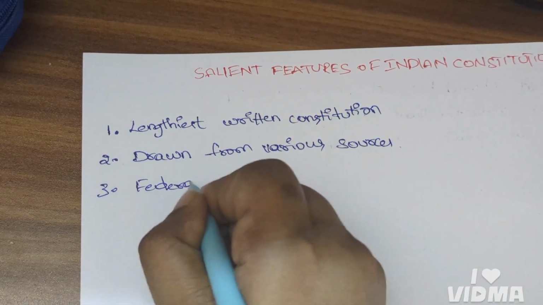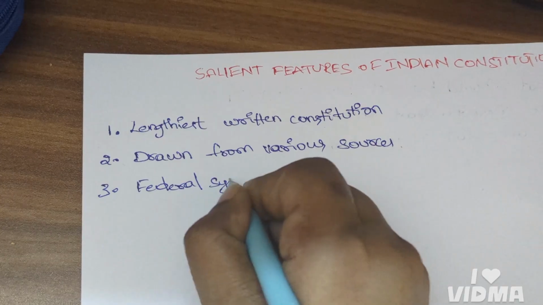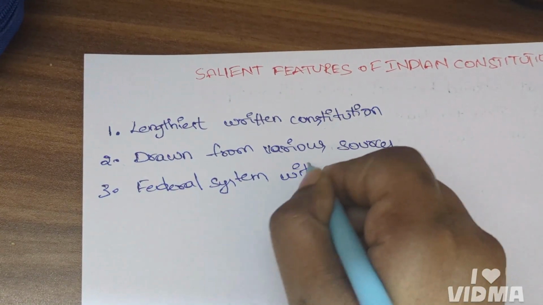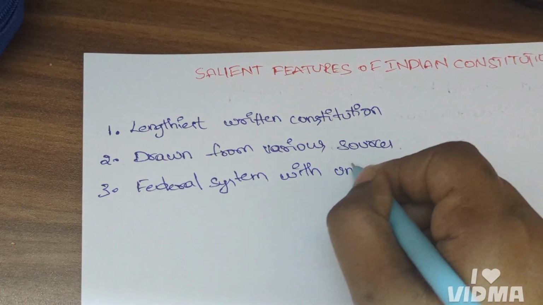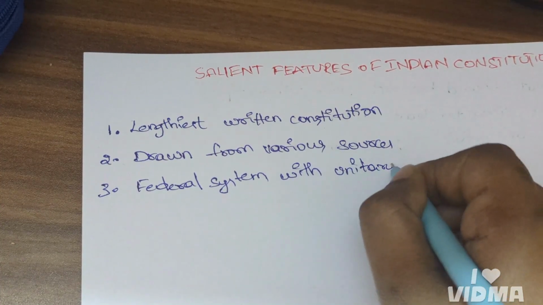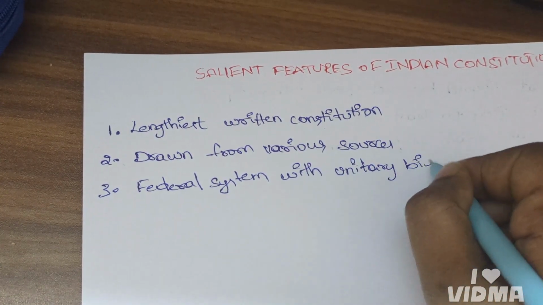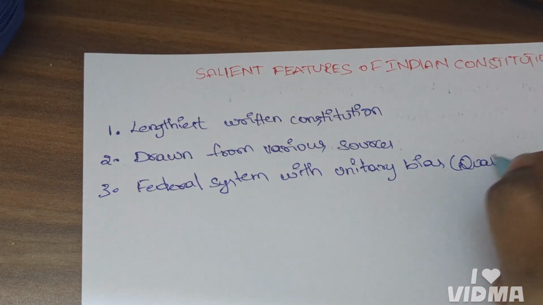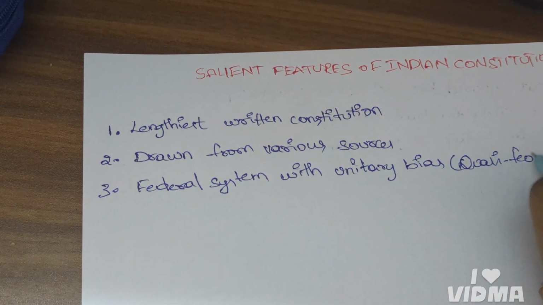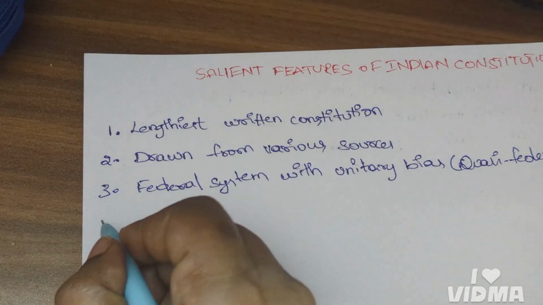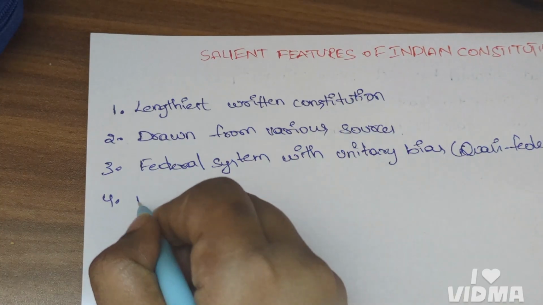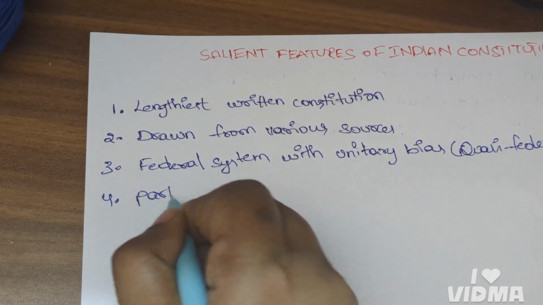The next feature is a federal system with unitary bias. India is described as a union of states. There are features of federalism, like a written constitution, division of powers, an independent judiciary, and a bicameral legislature, but it also has strong unitary features. It has a strong center, a single constitution, single citizenship, emergency provisions, and Parliament can alter state boundaries also. So India is neither purely federal nor purely unitary. It is quasi-federal.